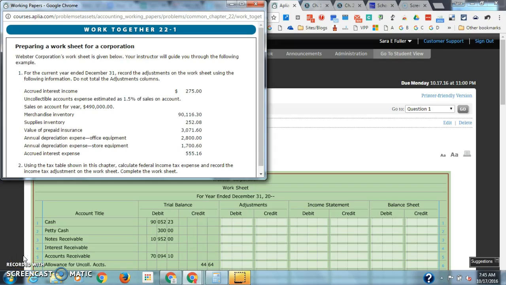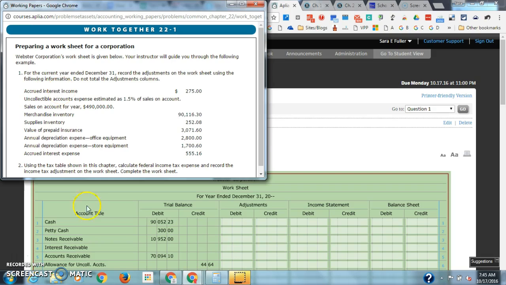Okay, in our problem today we have the worksheet for Webster Corporation. So we are focusing on making adjustments and calculating federal tax, as well as filling in our income statement and balance sheet columns. So our first adjustment here deals with accrued interest income.